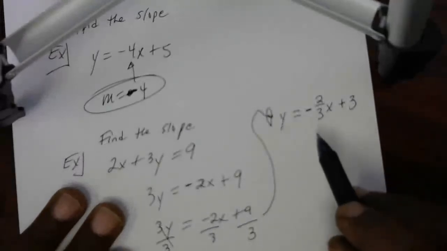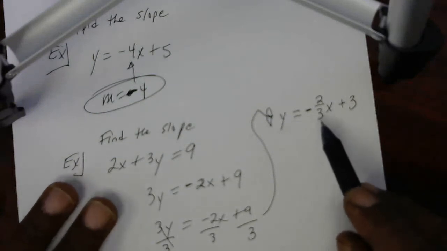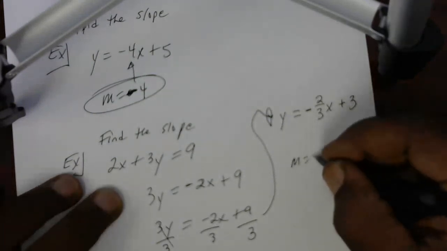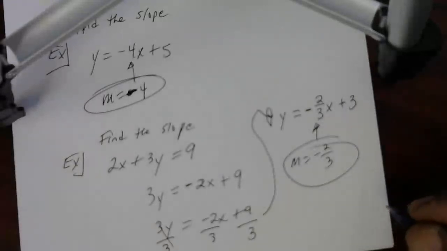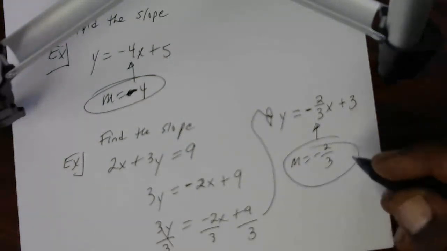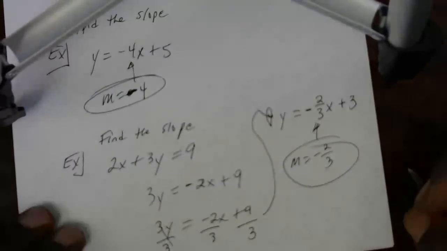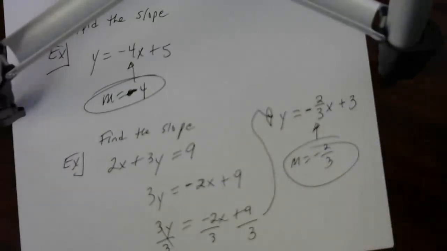And now I'm in the right form, so I can determine what my slope is. So my slope here is negative 2/3. And remember, the slope is the number part only. Okay, never include the x variable with your slope, right? Slope is only that quantity, that numerical portion. All right.